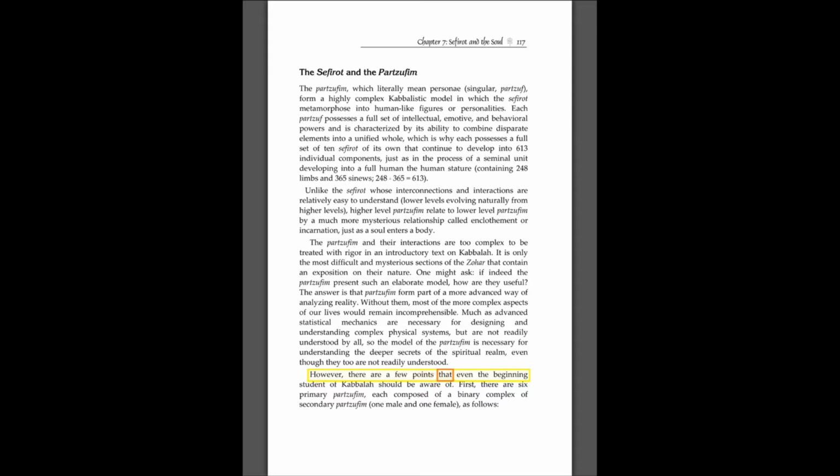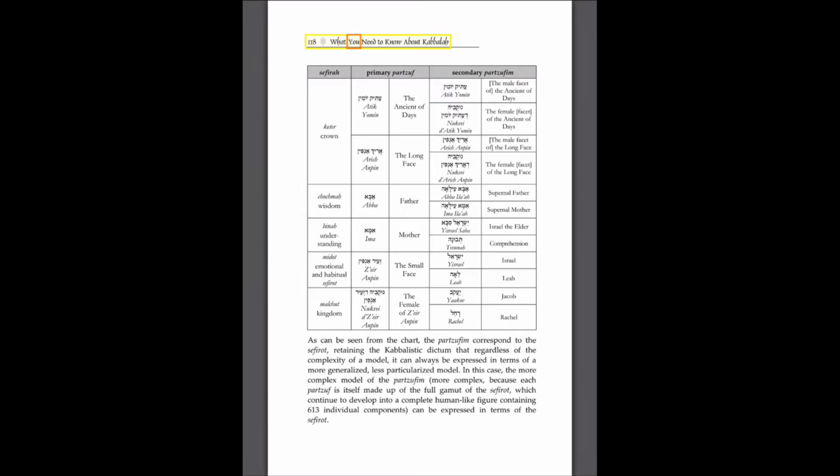However, there are a few points that even the beginning student of Kabbalah should be aware of. First, there are 6 primary Partzufim, each composed of a binary complex of secondary Partzufim, one male and one female, as follows. Primary Partzuf, secondary Partzufim: Arich Anpin... Atik Yomin, the male facet of the Ancient of Days. Nukva d'Atik Yomin, the female facet of the Ancient of Days.